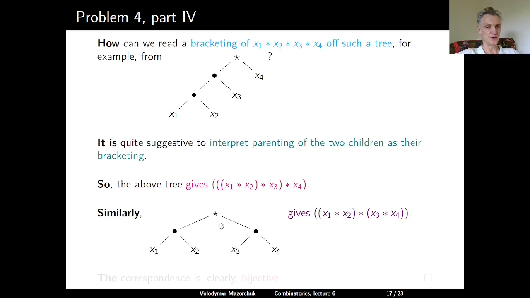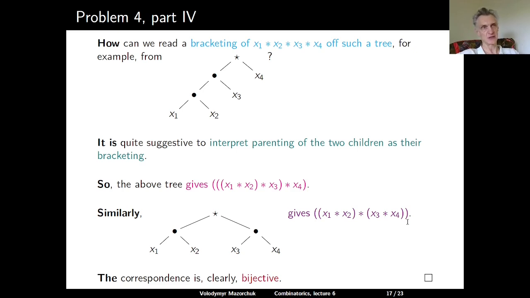Similarly, if we have this tree where the root has 2 children and both of them have 2 children each, then the left child of the root corresponds to the bracketing of x1 and x2. The right child of the root corresponds to the bracketing of x3 and x4, and then the root itself corresponds to the bracketing of the 2 outcomes. And it is clear that this correspondence is bijective. So this defines a bijection between full binary trees and bracketings of expressions for non-associative operations.